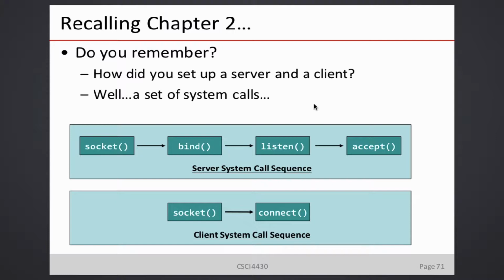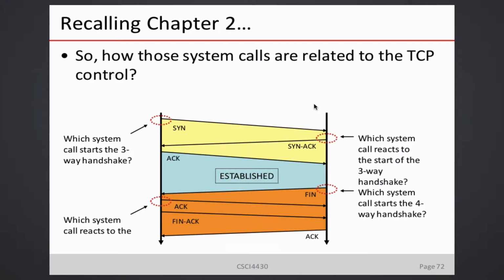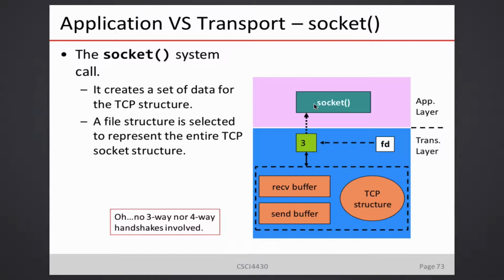Let's see. So, what is the meaning of socket? I don't know whether I have explained it clearly enough. The socket call just gives you a file descriptor: number 3, number 4, number 5. And at the same time, you don't do anything related to the network. You just create the TCP structure, receive buffer, send buffer, or state diagram initialization, something like that. So this is not about the three-way handshake and four-way handshake.